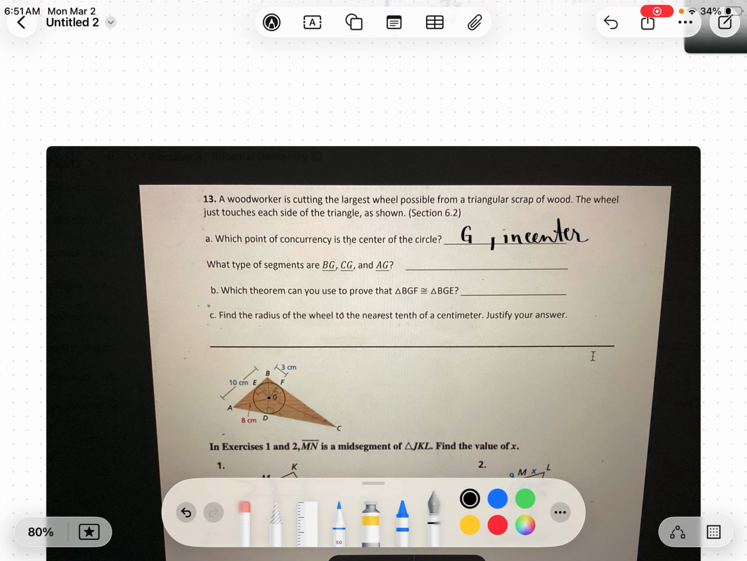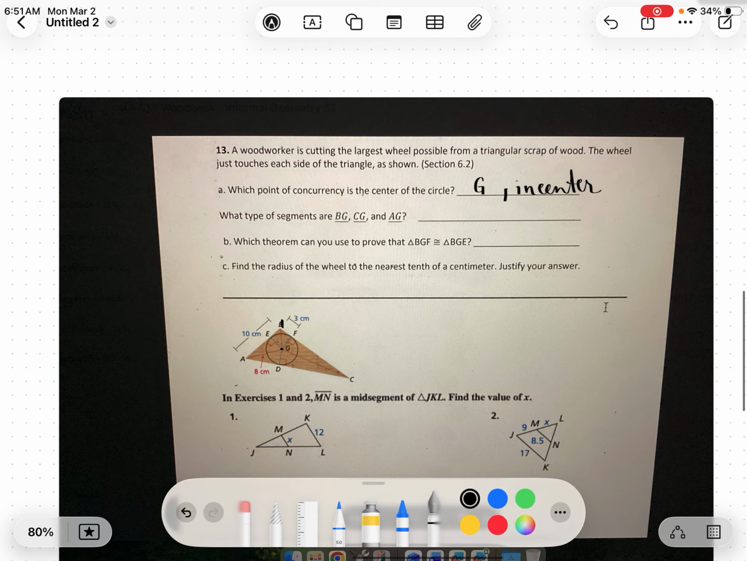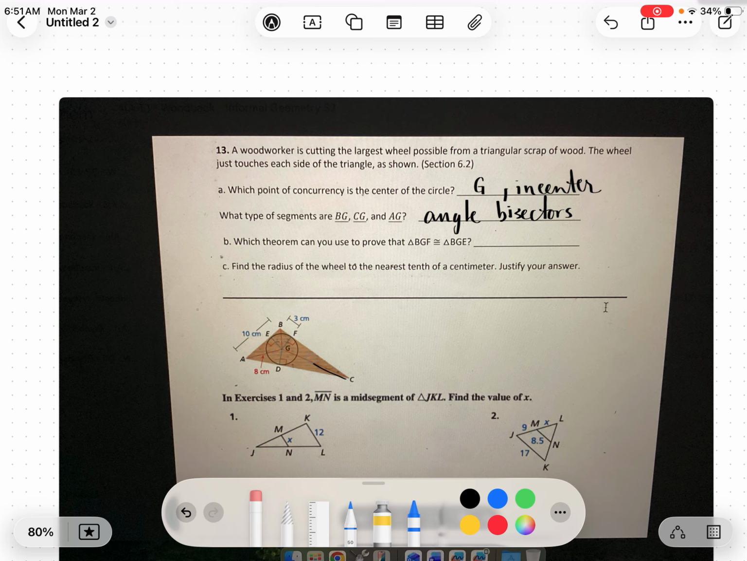What type are they? They're talking about these ones right here, BG, CG, and AG. Those would be angle bisectors. Which theorem can you use to prove that triangle BGF is congruent to BGE? There we go, so I can see it again.